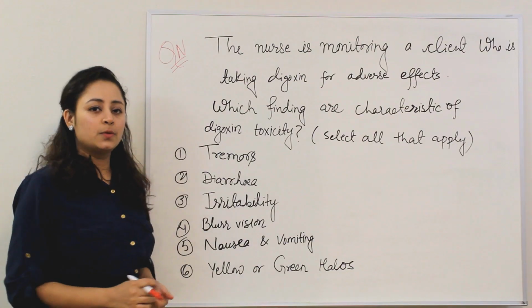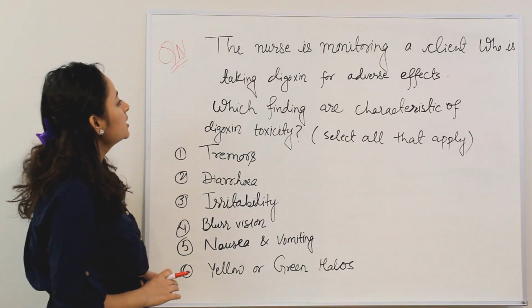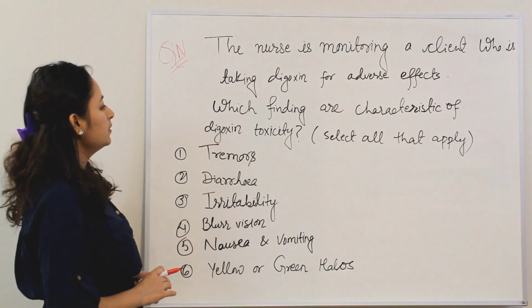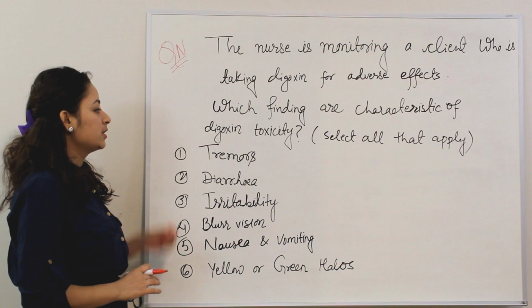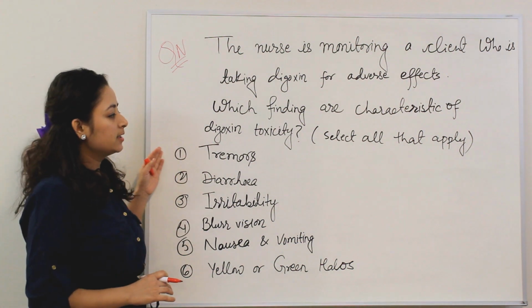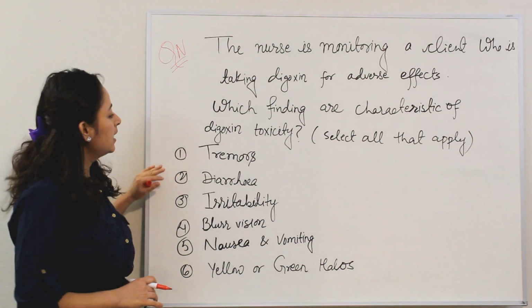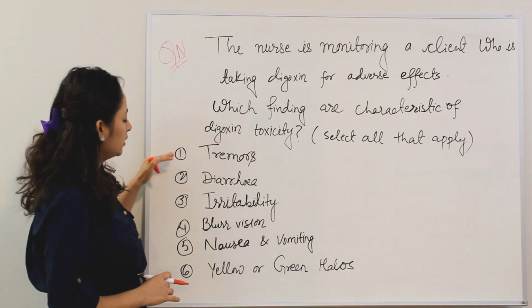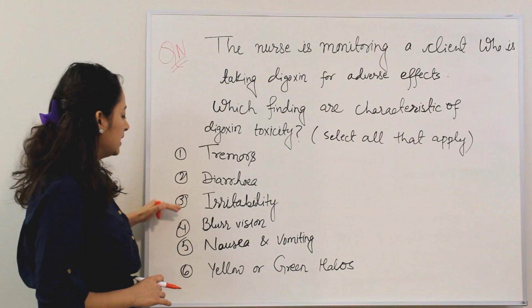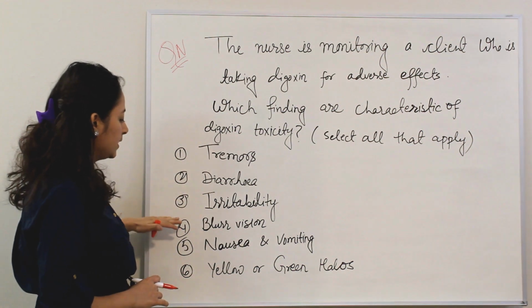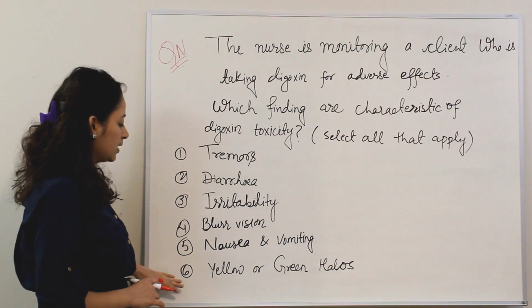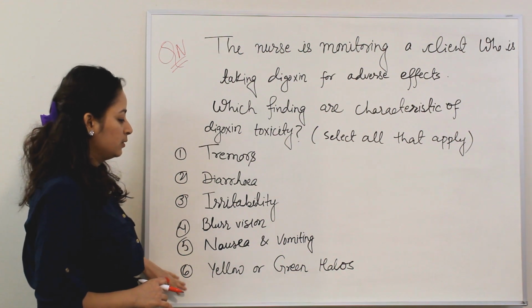So now let's do one practice question. The nurse is monitoring a client who is taking digoxin for adverse effects. Which findings are characteristics of digoxin toxicity? Select all that apply. This is a SATA question, and we have been given 6 options. First one is tremor, second one is diarrhea, third one is irritability, fourth one is blurred vision, fifth one is nausea and vomiting, and the sixth one is yellow or green halos.